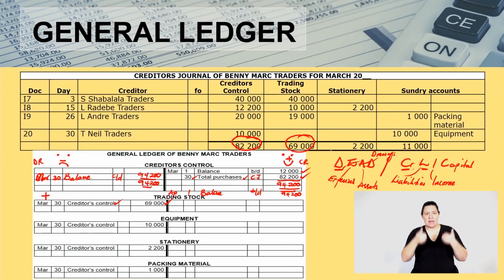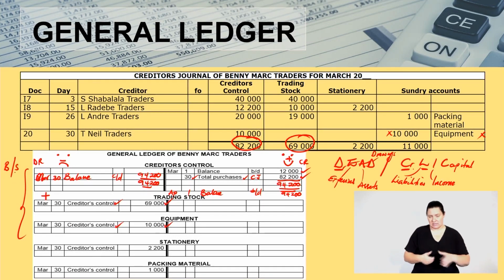The next is my equipment. Did I buy any equipment? Yes. How much was that? 10,000. You can see that there. Okay. So I'm coming now to say creditors control 10,000. Remember, in your general ledger, these are all under your balance sheet accounts section. All right? And then you're going to find we have others, such as stationery.